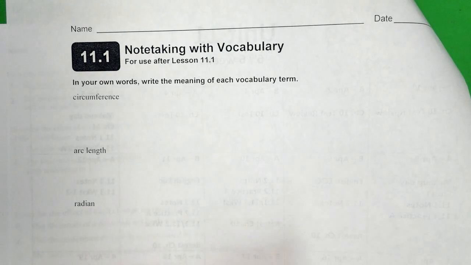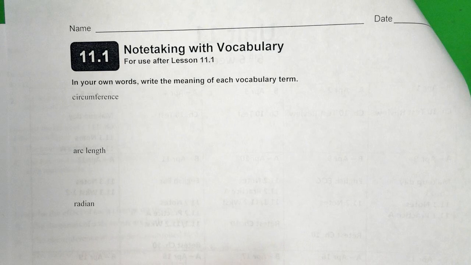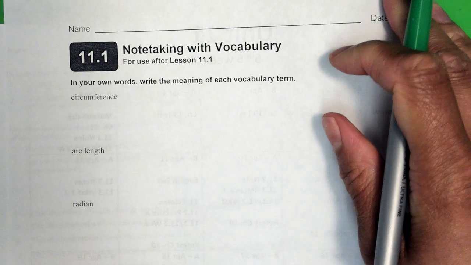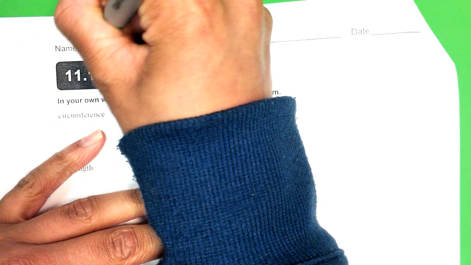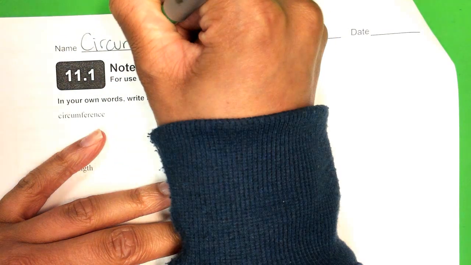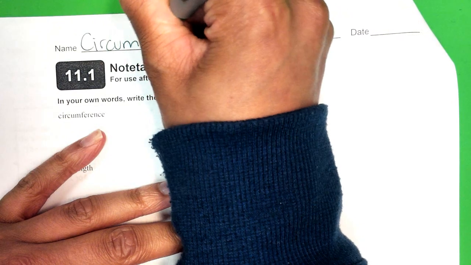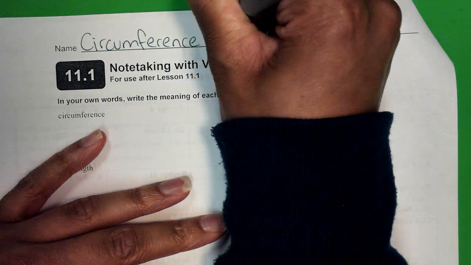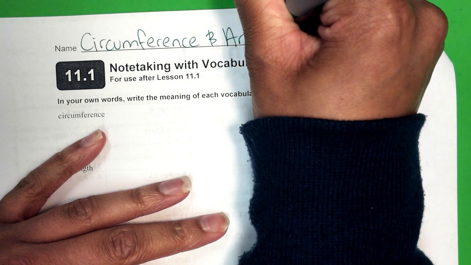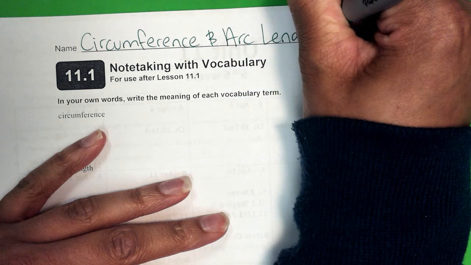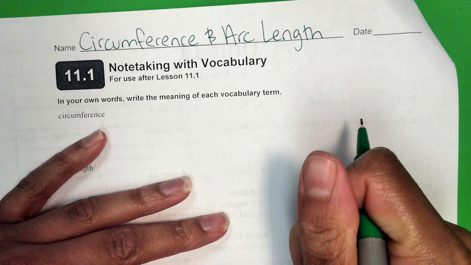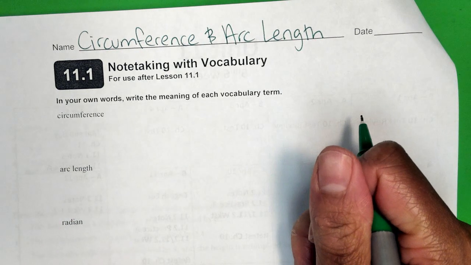Hello class, we're down to our second to last chapter of notes, and this one is chapter 11, section 1, Circumference and Arc Length. That's circumference and arc length. Alright, so we need to go through our three definitions.